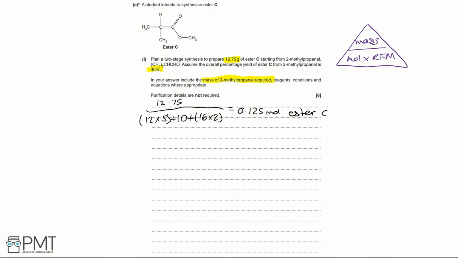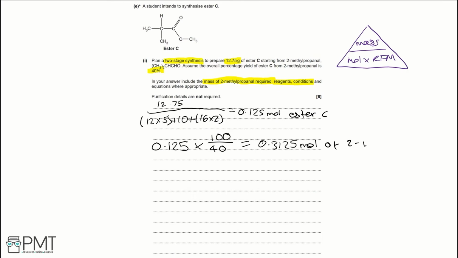Now we're going to use these moles to work out the moles of 2-methylpropanal. So that would be 0.125 multiplied by 100 divided by 40. This is where we use the percentage yield. That equals 0.3125 moles of 2-methylpropanal. Here I'm labelling the moles in order to show the examiner I really know what I'm calculating, and it's easier for them to then follow the investigation.